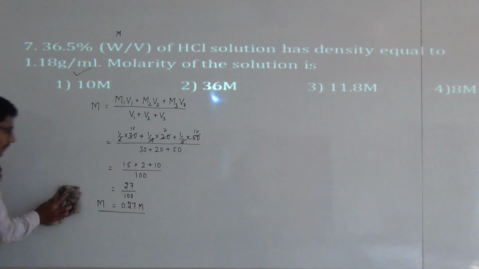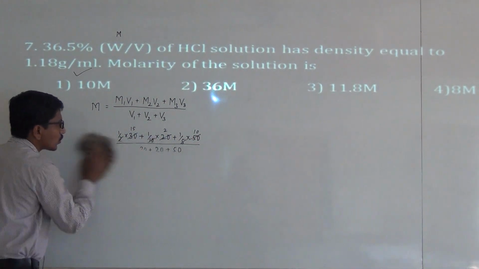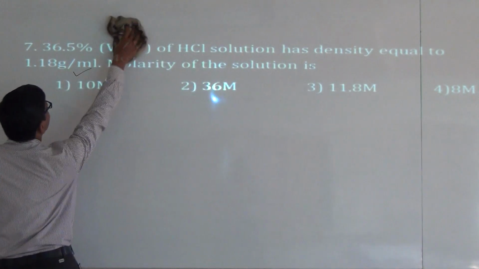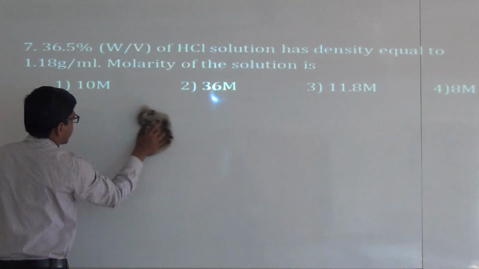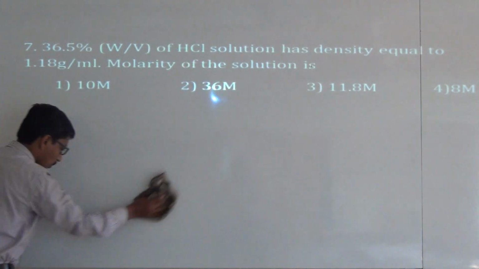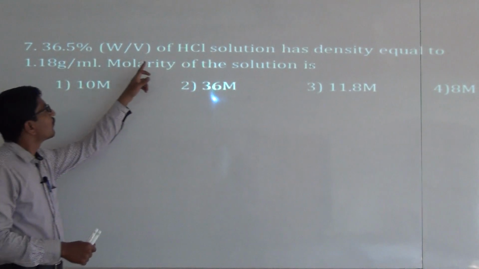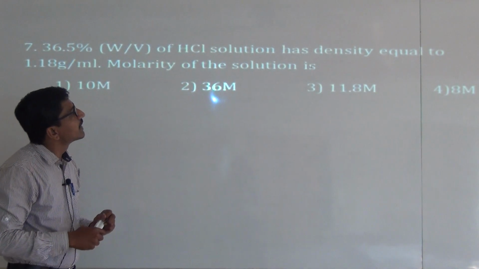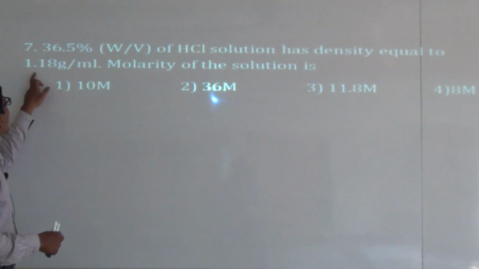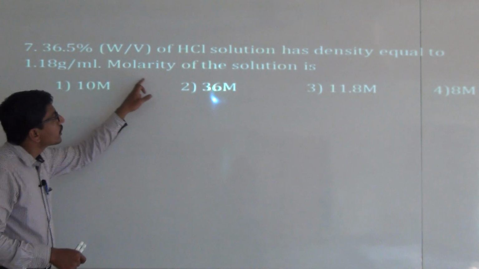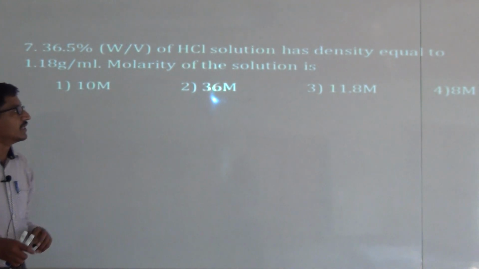Seventh question. In the seventh question, the statement is wrong and we make it correct. The seventh question statement is wrong, and the correct statement is: 36.5% weight by volume of HCl solution has density equal to 1.18 gram per ml. Then the molarity of the solution is.